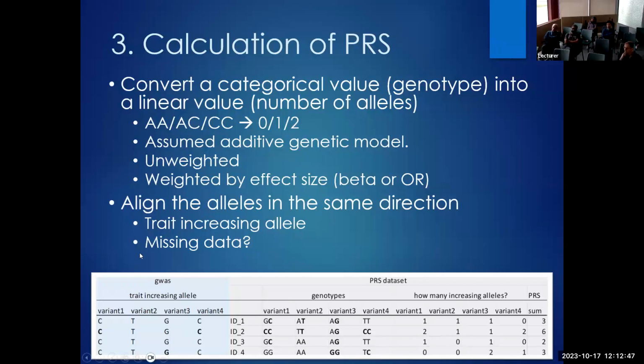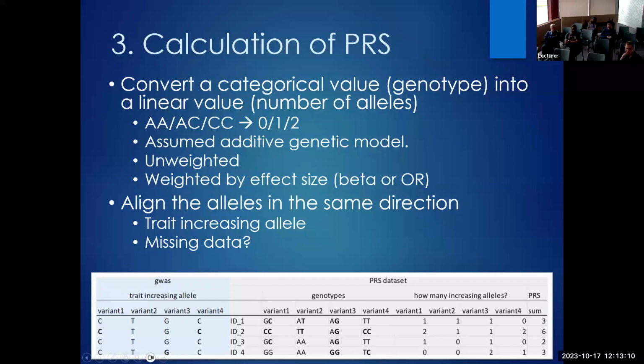So we want to align the alleles in the same direction, typically trait increasing, and how you deal with missing data is important. Ideally, you only include individuals who have all the genetic variants. However, if you lose too many individuals, that's not the best approach possibly. So that's something to consider.